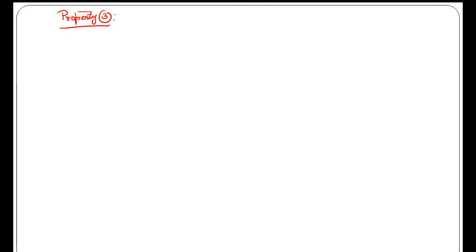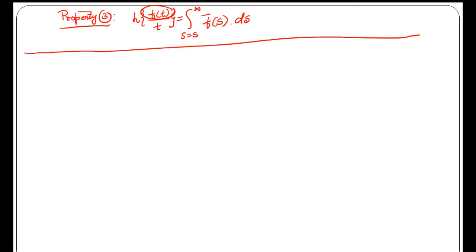That is, the Laplace transform of f of t divided by t is equal to the integration from s to infinity of the Laplace transform of f of t, that is, the Laplace transform of the numerator. You can write it as f bar of s with respect to s. Then apply the limits, s equal to s to s equal to infinity, after integration.